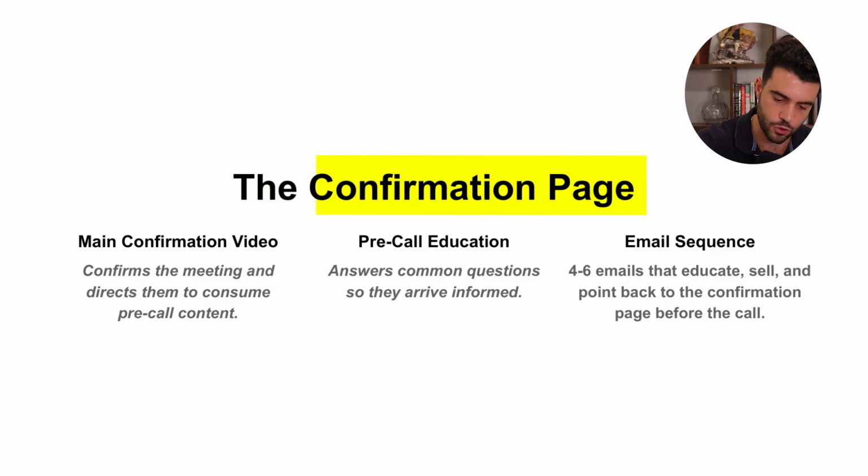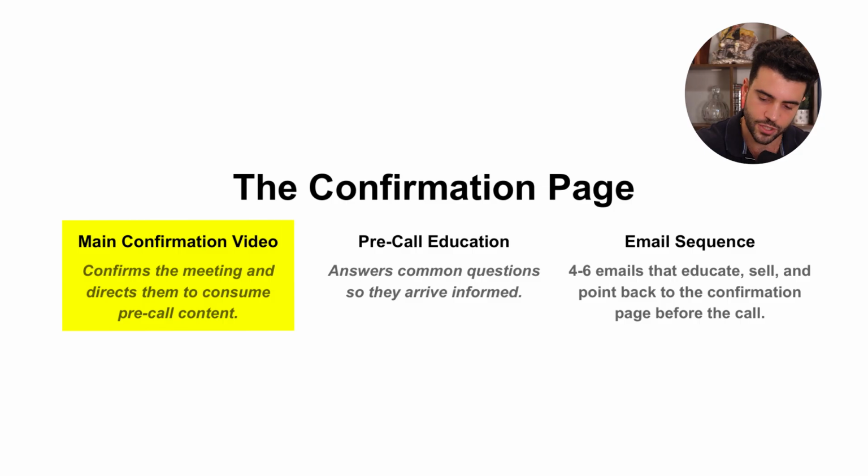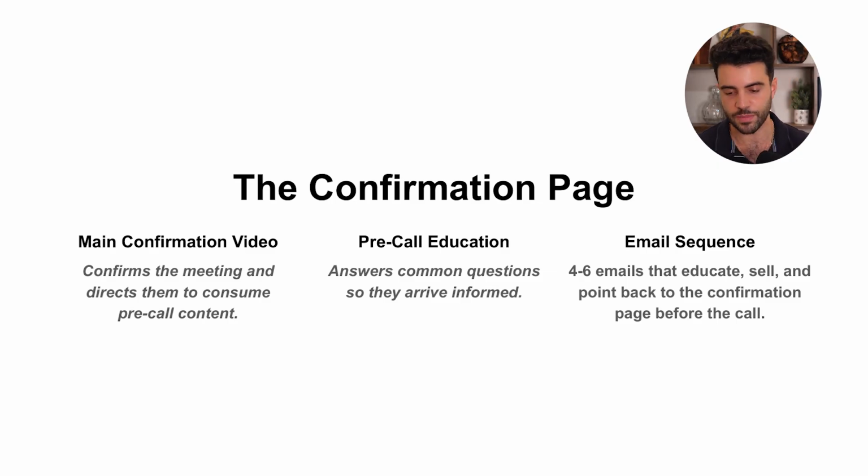Now, this confirmation page is super important in pre-selling your prospects before the call itself, because it's going to help you, first of all, have better show rates and better close rates across the board. On this confirmation page, you're going to have your main confirmation page video, which is basically confirming the meeting and also getting them to engage with other content before the call itself. You want to make sure that they're watching the most commonly asked questions before your call, so they come to your call already prepared and educated on what it is that you do. That way you don't have to spend 10 to 15 minutes educating them on exactly what it is that you do. That's the worst thing that you can do during a sales call.